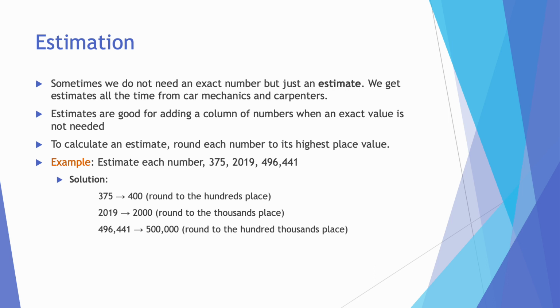375, 2019, 496,441. The solution: 375, we round it to the hundreds place, rounds to 400. 2019, we're rounding to the highest place value, which is thousands, and that rounds to 2,000. 496,441, we want to round to the highest place value, which is the hundred thousands place, and that becomes 500,000.